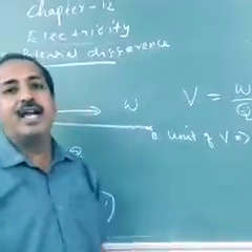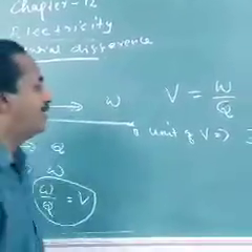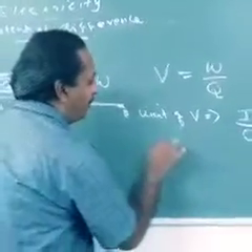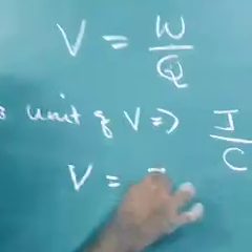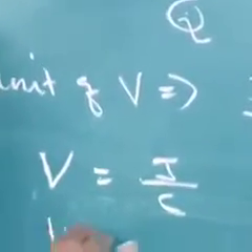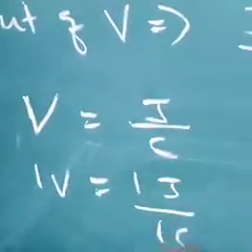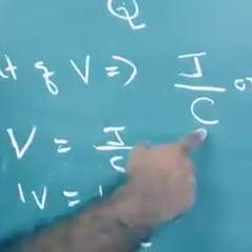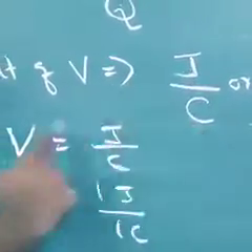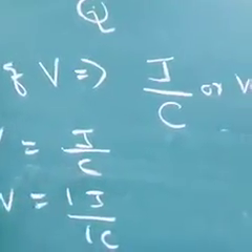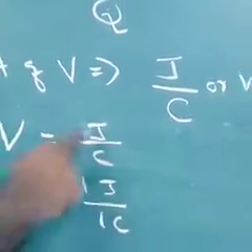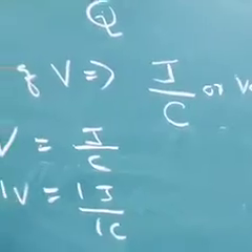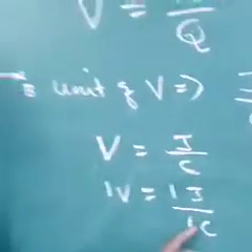Then what is the definition of 1 volt? Volt means joule per coulomb. So 1 volt is 1 joule per 1 coulomb.